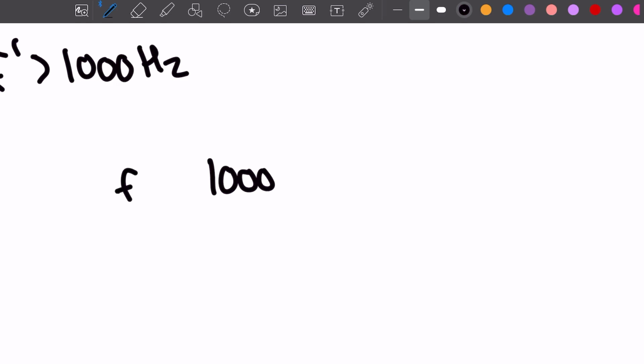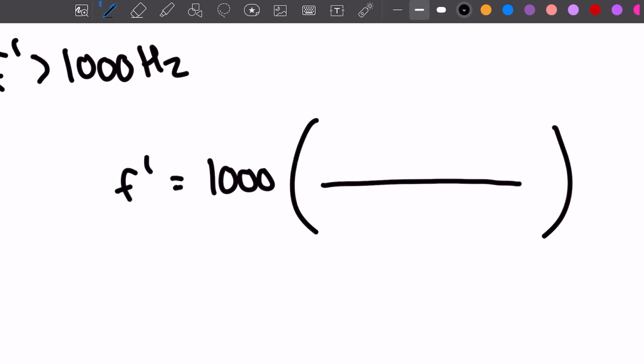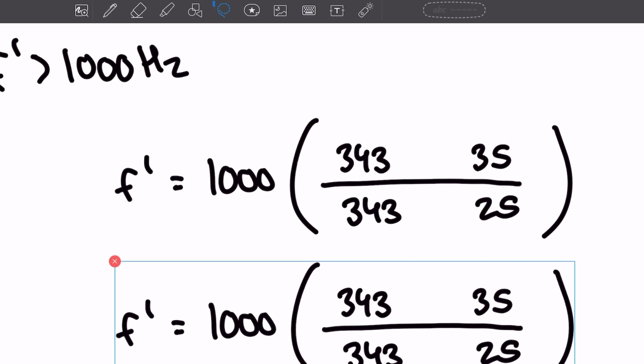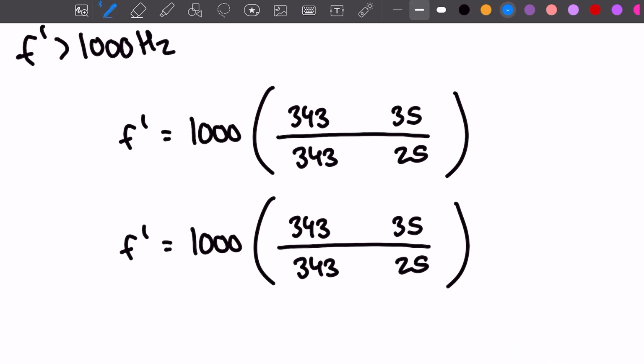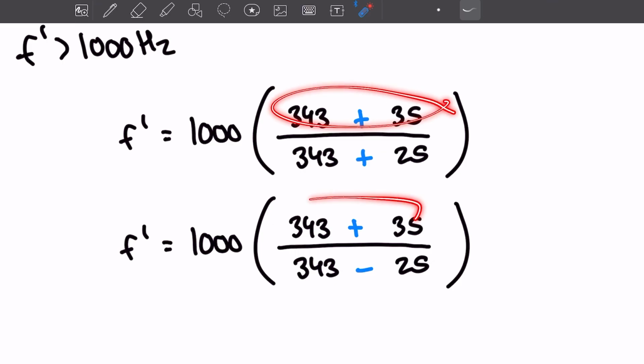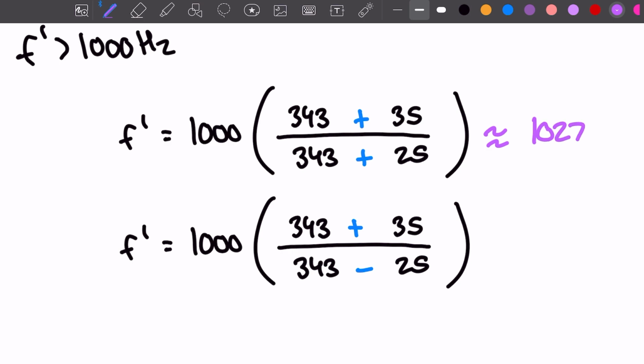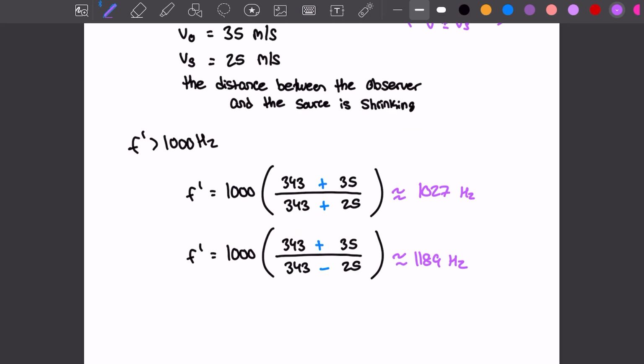We can have the equation written out like this. For the first one, we can use addition in both the numerator and the denominator. And for the second one, we can add in the numerator and subtract in the denominator. Both of these make our numerator larger than the denominator. We'll get about 1027 Hz here, and we'll get about 1189 Hz here. But how do we know which one is right? They can't both be right.